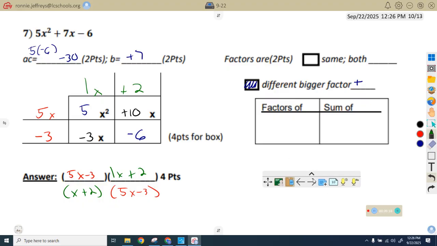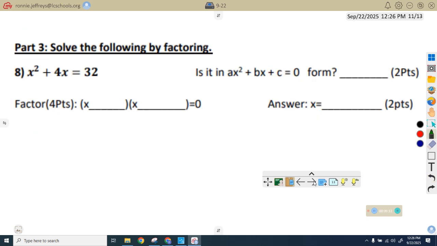And moving on. So this is semi-similar. You're still going to factor, you just don't have the chart and everything. By now, all that stuff should be like tattooed in your brain. Is this in this form? This would be a no. I have to subtract 32.